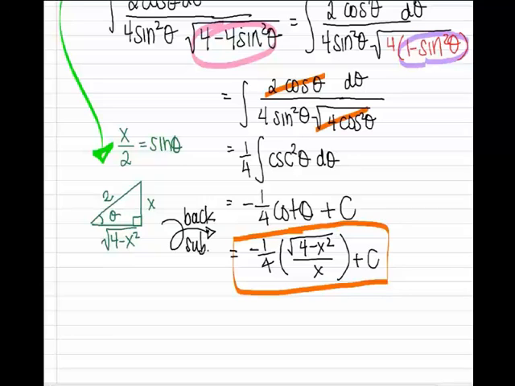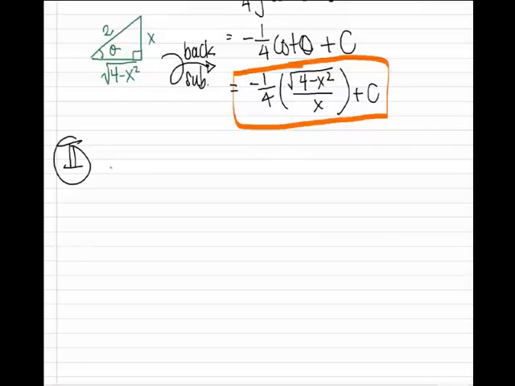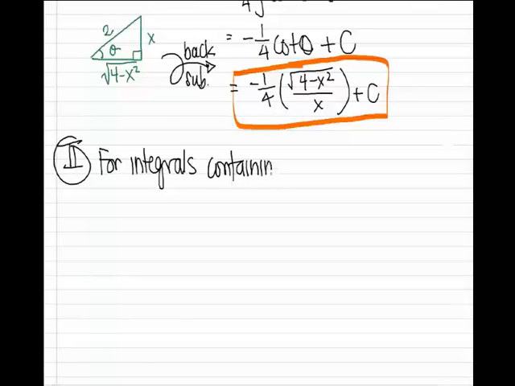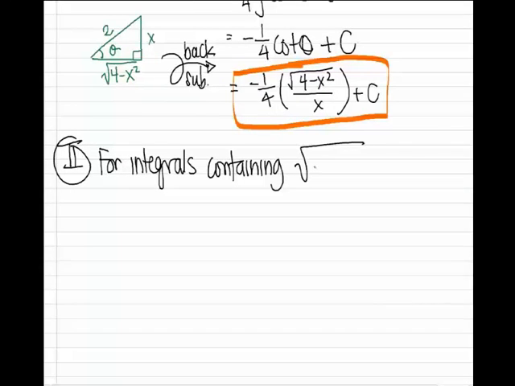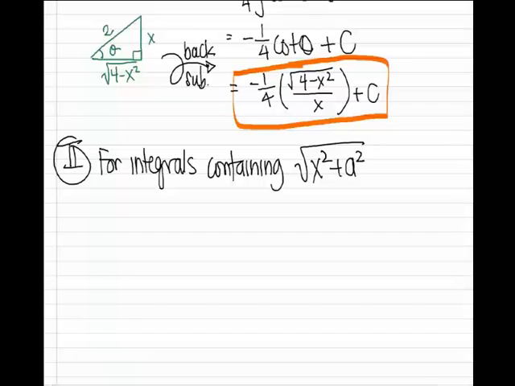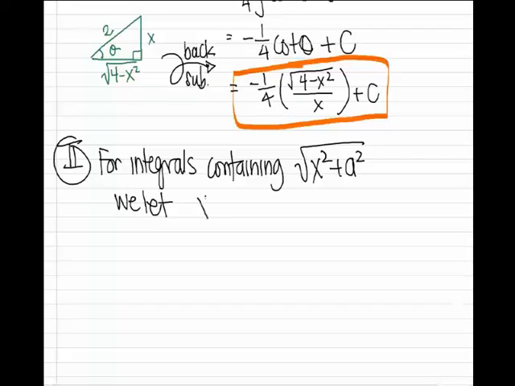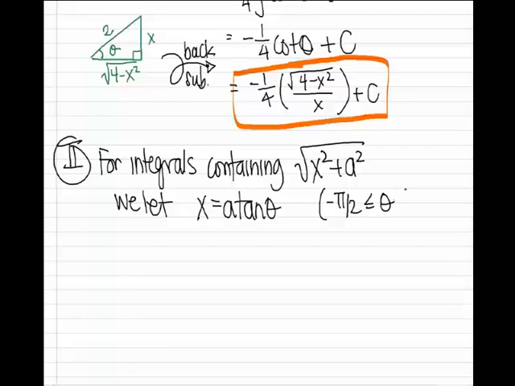And I'm going to try the second type of problem that we have. I'm now going to cover the second type of problem that we have, for integrals containing the square root of x squared plus a squared. We're going to let x equal a tan theta. And the restriction on our domain here is theta must be between pi/2 and -pi/2.